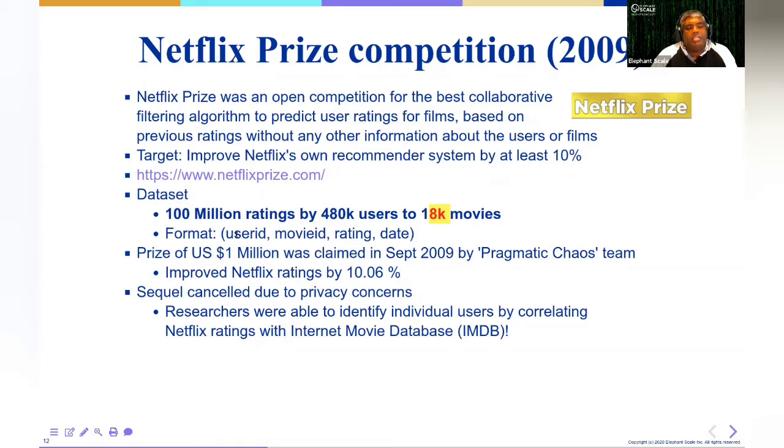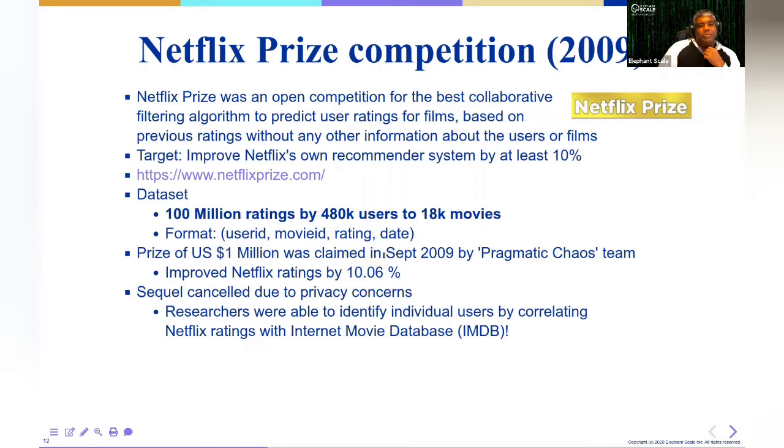They released this format: user, movie, and rating. That's it. You can imagine a little Excel spreadsheet: user ID, movie, and the rating, like 3 stars, 4 stars, 5 stars, whatever the rating was. The idea was, they said, if you can improve our algorithm by 10%, you win $1 million. The winning algorithm improved it by 10.06%, just enough to win the prize. So that's a pretty good competition.